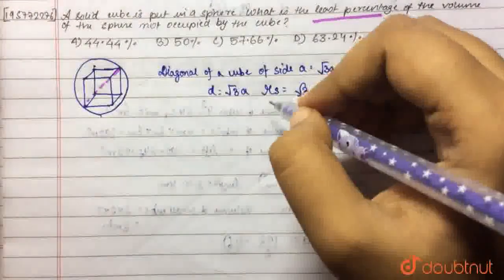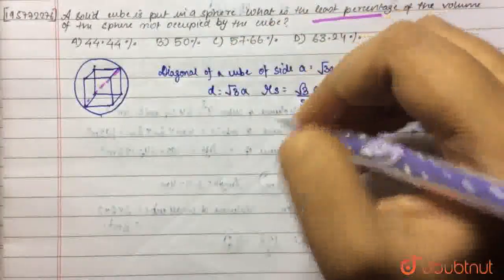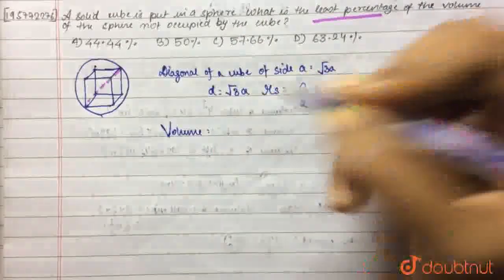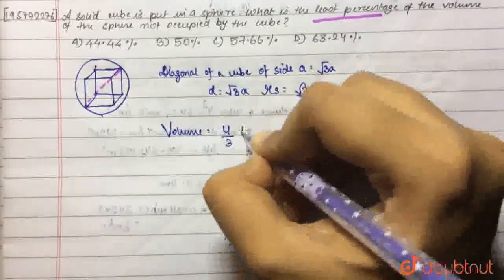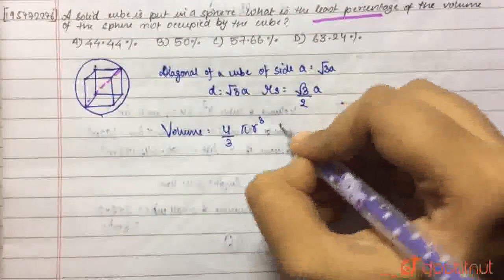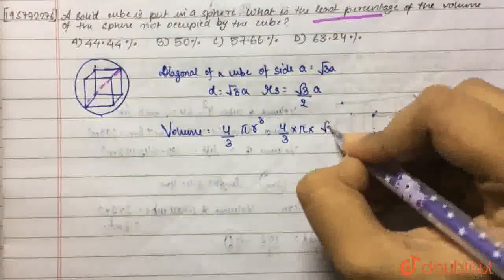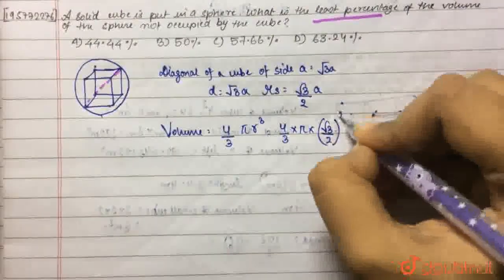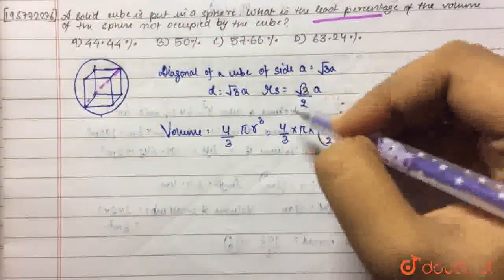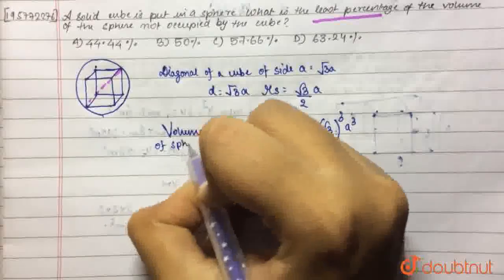So now if the radius of the sphere is root 3 by 2 into a, then the volume of the sphere will be equal to 4 by 3 pi r cube, right? So that is 4 by 3 into pi into (root 3 by 2)^3 into a cube, right? r cube is (root 3 by 2 a) whole cube, okay? So volume of sphere, let's write that down, okay?